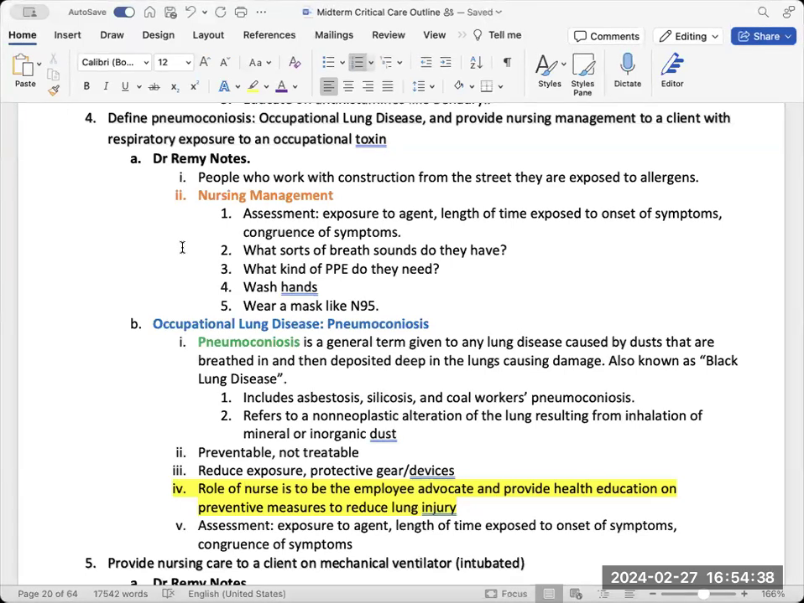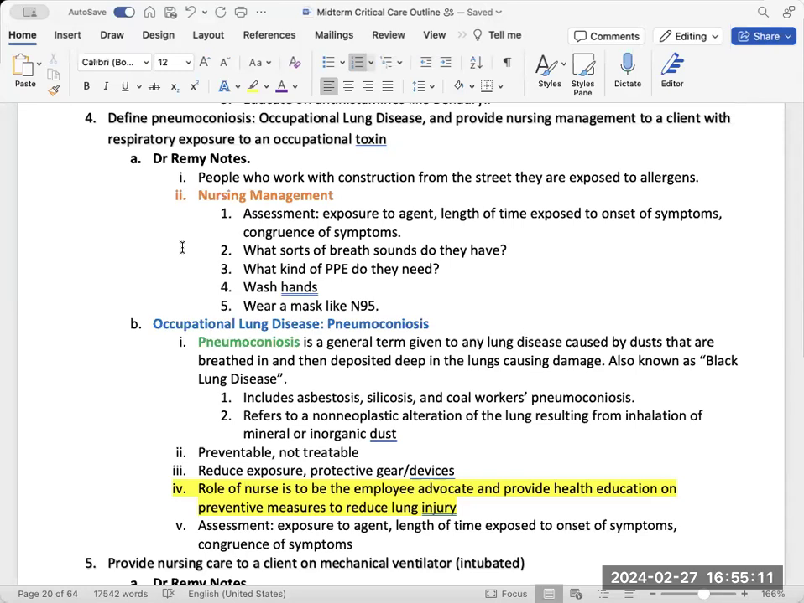Well, we want to look at how long they've been exposed to these things, right? Length of time exposed to the onset of symptoms and how long they've been exposed to the agent. So how long ago were they exposed, and how long have these symptoms been presenting? And next we want to determine if they have the appropriate protective equipment they need in this environment, to prevent even further complications, right? We want to make sure they have masks and protective gear.